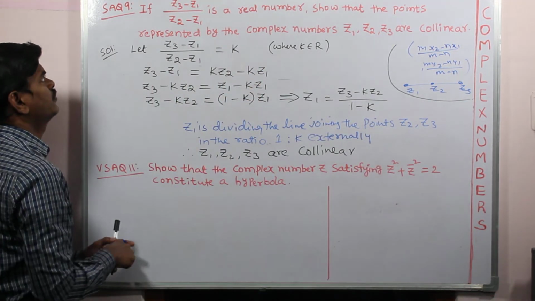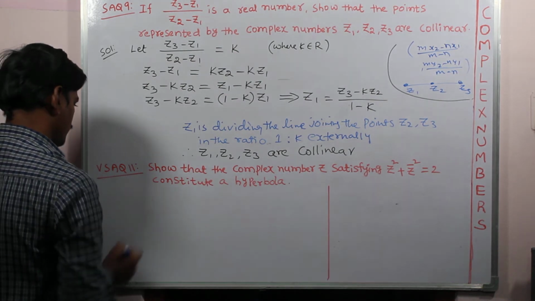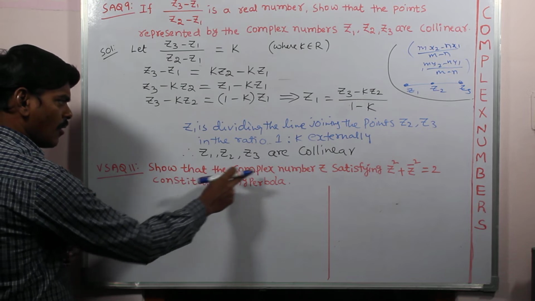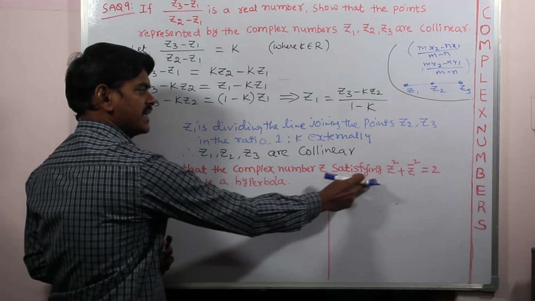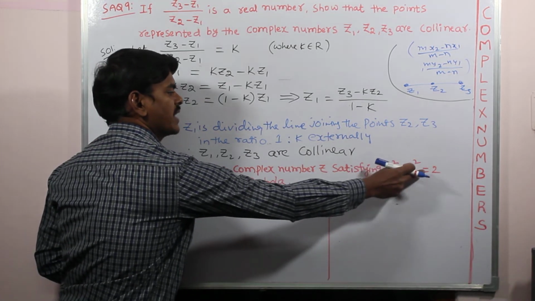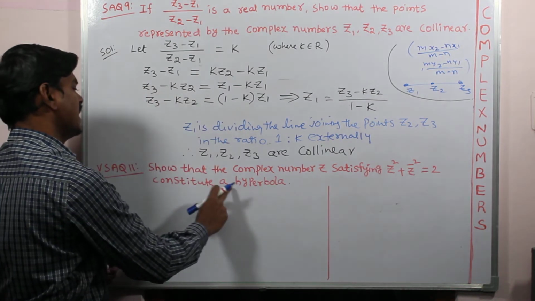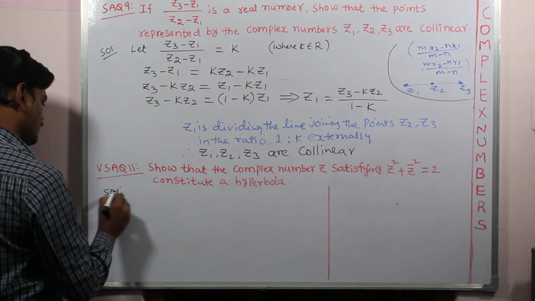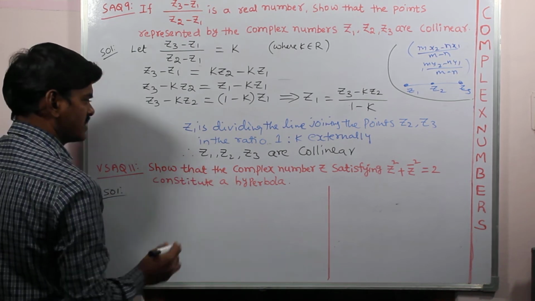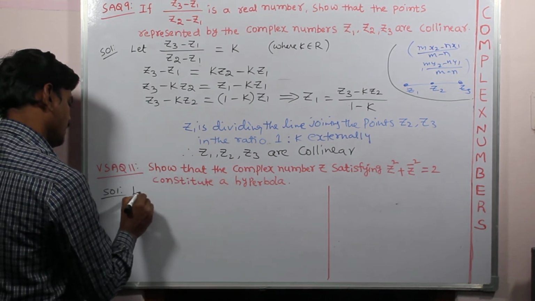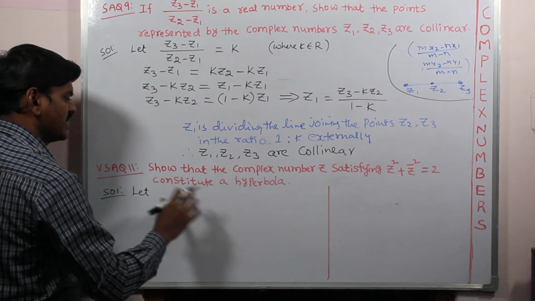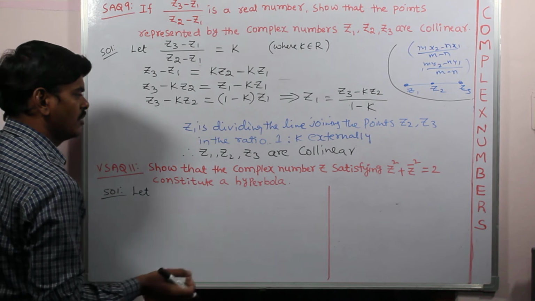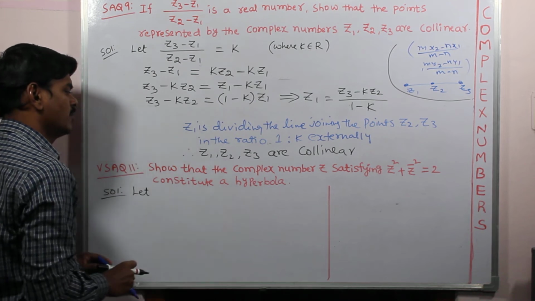Very important problem. Now we will see another very short answer question. Show that the complex number z satisfying z square plus z bar square equals 2 constitutes a hyperbola. This is a locus of z problem once again. In general, in locus of z problems, we must prove the locus as a hyperbola. The equation of hyperbola you will learn in detail in the chapter hyperbola.